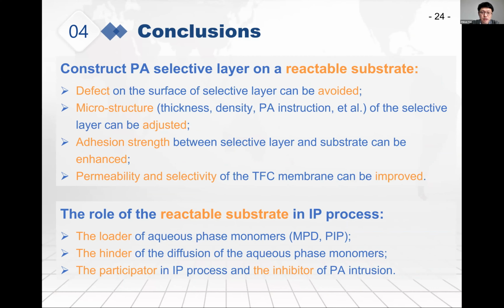Finally, the conclusion: construct a PA selective layer on a reactable substrate. Defects on the surface of the selective layer can be avoided. Microstructure of the selective layer can be adjusted. Adhesion strength between the selective layer and the substrate can be enhanced. Permeability and selectivity of the TFC membrane can be improved. The role of the reactable substrate in the IP process: the loader of aqueous phase monomer, the hinder of diffusion of the aqueous phase monomer, the participator in the IP process, and the inhibitor of PA intrusion.